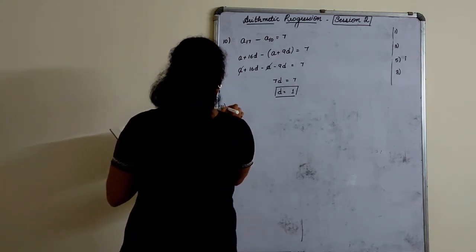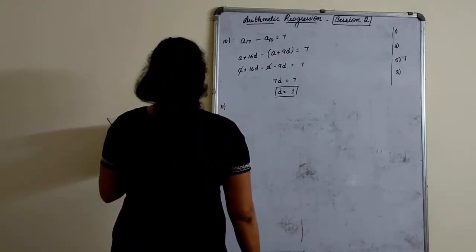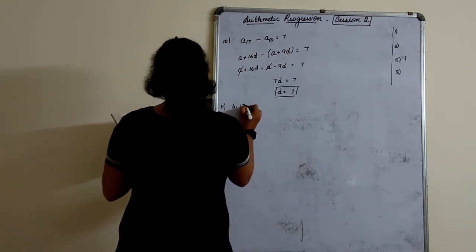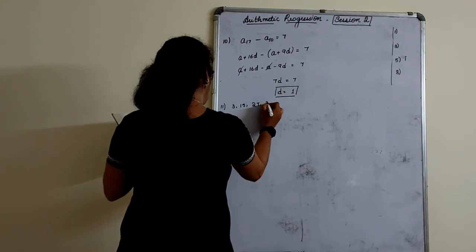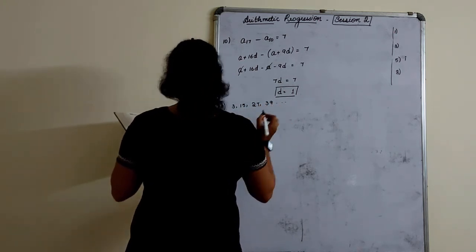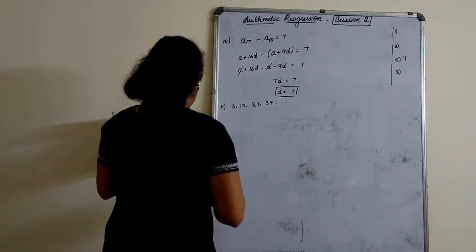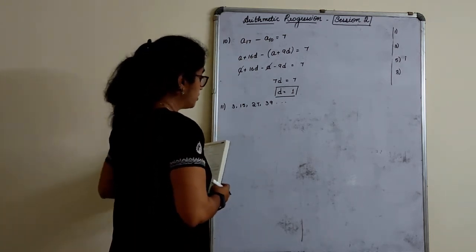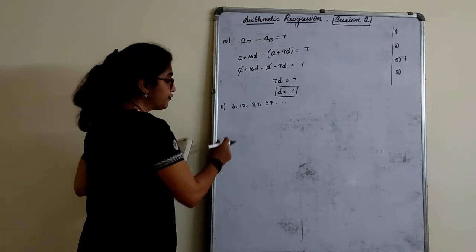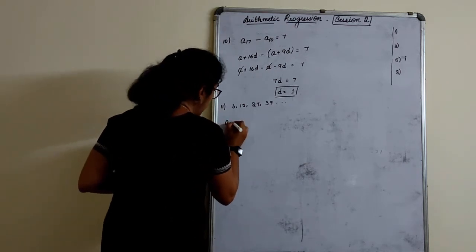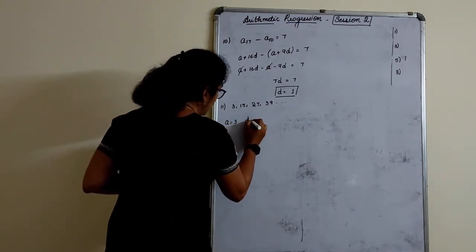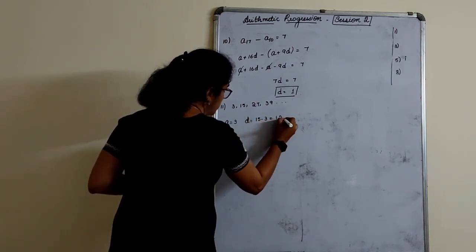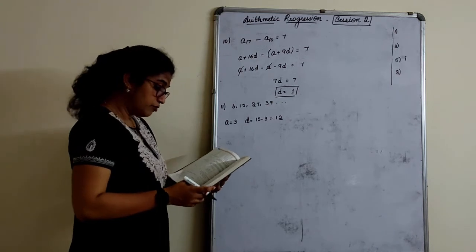11th one is a bit different. Which term of the AP? What is the AP given? 3, 15, 27, 39, and so on will be 132 more than its 54th term. Okay, forget about the second part of the question. First write the given. A is equal to 3. Common difference is equal to 15 minus 3, that is equal to 12.